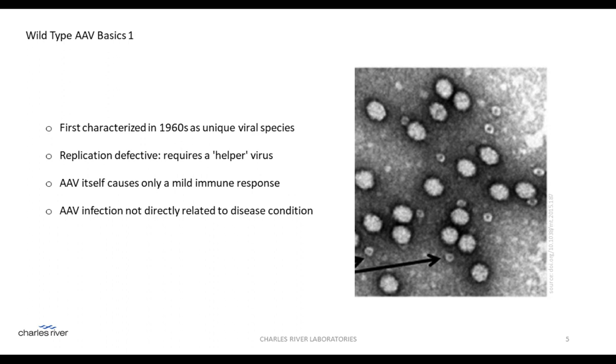Nevertheless, briefly, let me say that wild-type AAV, once thought to be simply a contaminant of adenovirus preparations, was first characterized extensively as early as the 1960s as a unique viral species. It was shown to be replication defective, going through its full replication cycle only if the host was co-infected with a suitable helper virus, such as adeno or herpes virus. An important observation at the time was the finding that AAV itself only caused a mild immune response, such as the generation of neutralizing antibodies, and infection did not produce any observable disease condition.